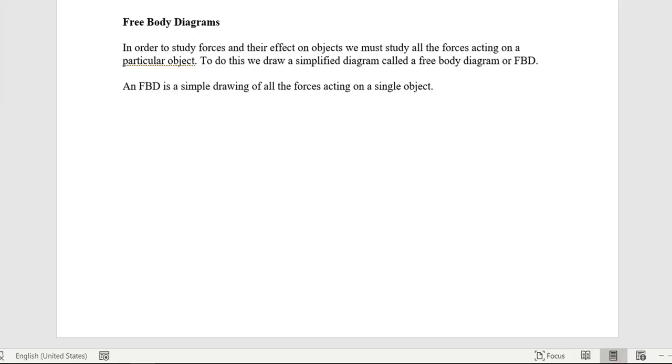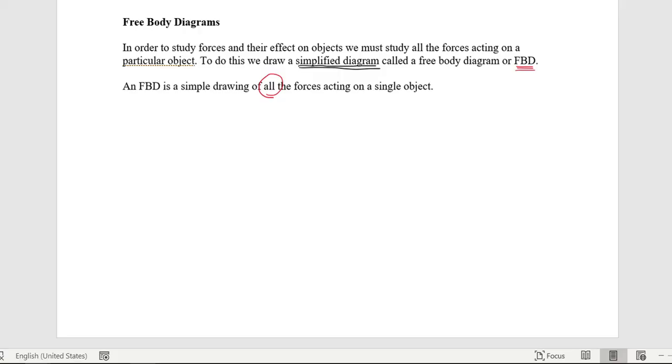Now, in order to study forces, it's much easier if we draw a very simplified diagram. That simplified diagram is called a free body diagram, or FBD. It's basically a diagram of all the forces acting on an object. Whenever we do a forces question, any single time, you're going to have to draw a free body diagram for it.